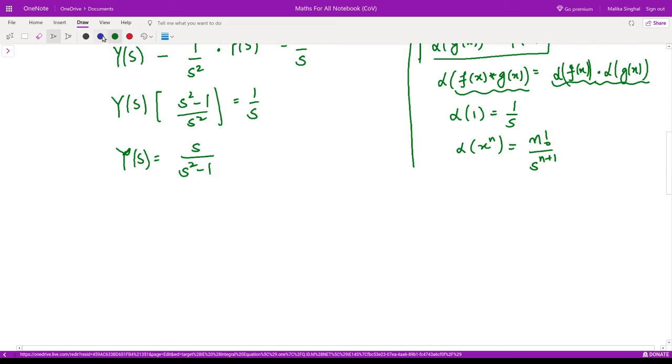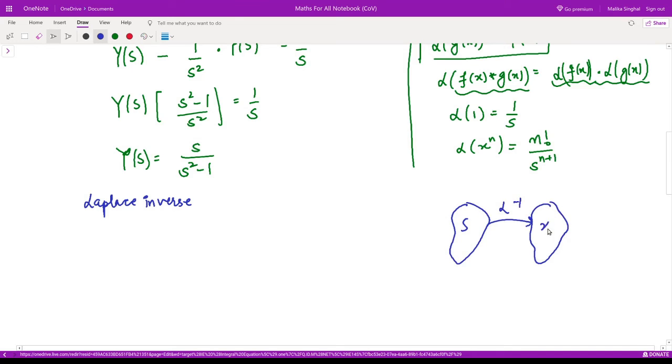Now what is left? We are to take Laplace inverse on both sides, because now we have to move from the Laplace domain to the original domain, right? So now this is the S domain and we are applying Laplace inverse on both sides to obtain again the X domain, so that we can find our solution in this domain, right? So taking Laplace inverse on both sides, what would we get?